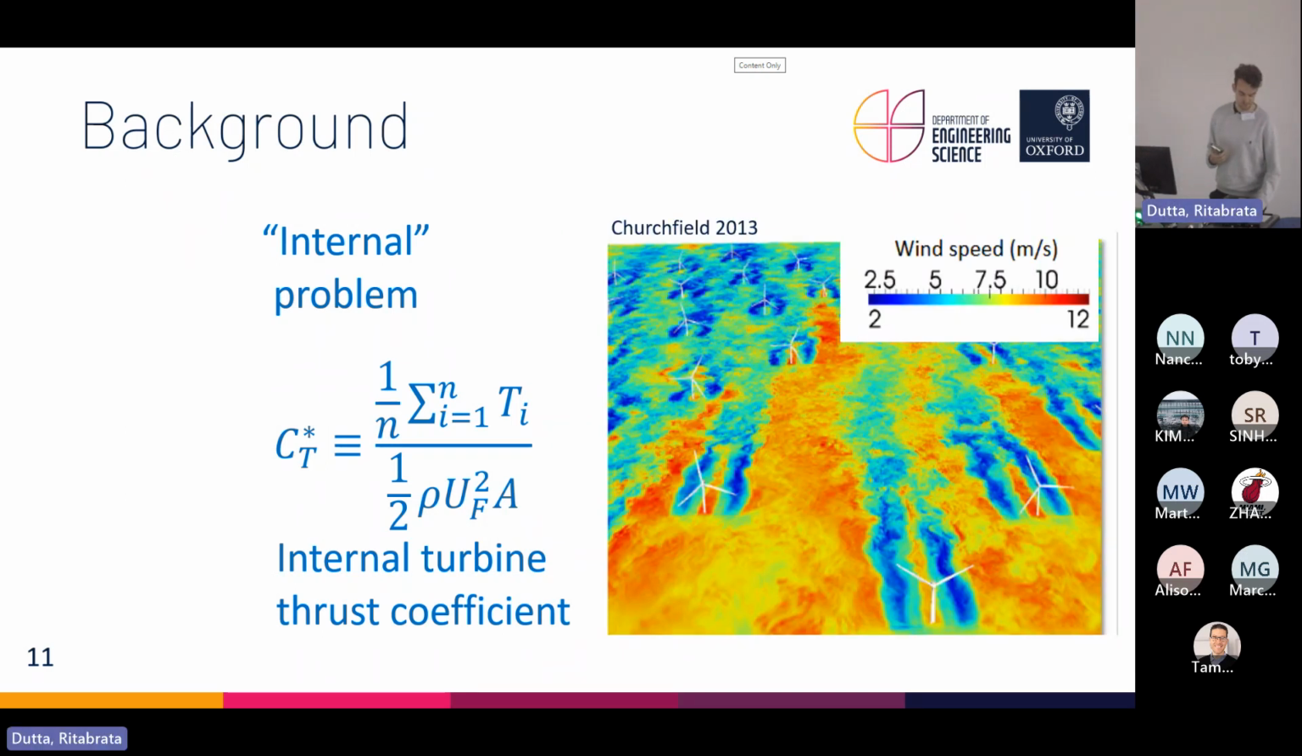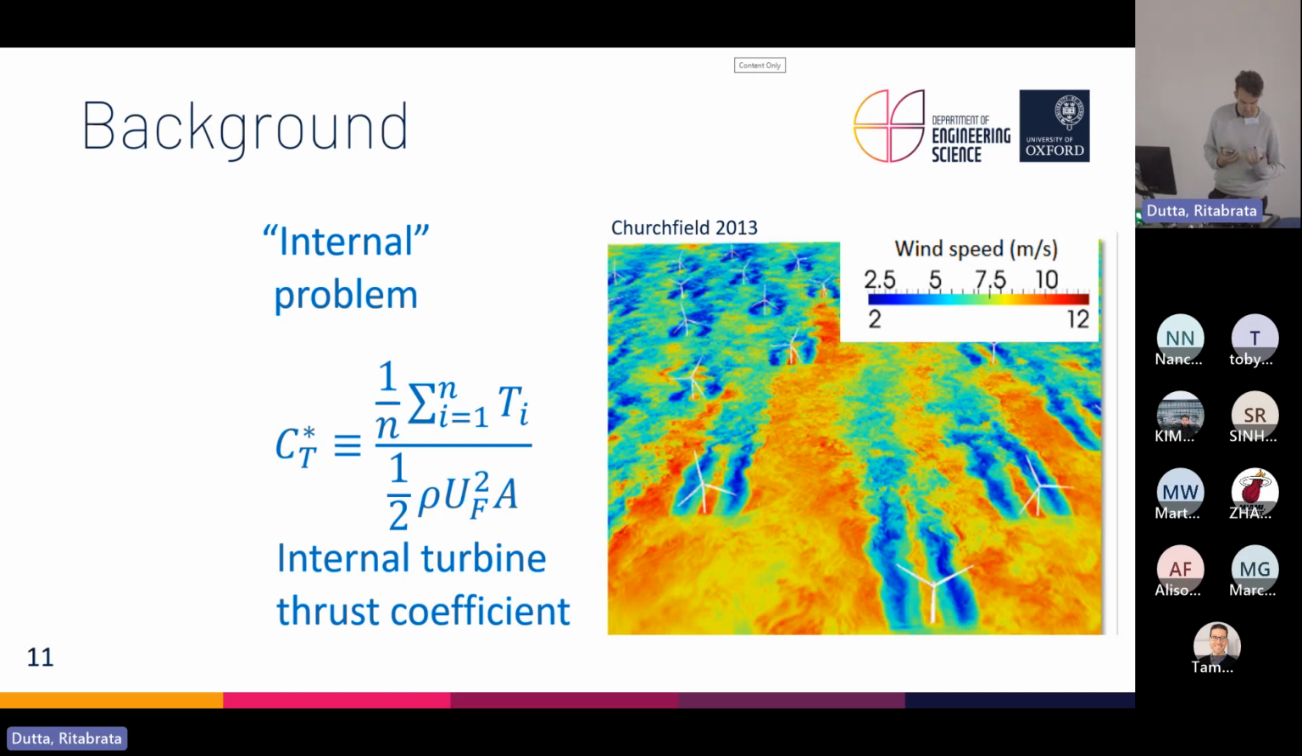This picture shows the wind speed simulated within a wind farm. This allows us to visualize and understand the interactions between the turbines. You can see that behind each turbine, there's a region with a slow wind speed, shown by the blue regions, and this is known as the turbine wakes.